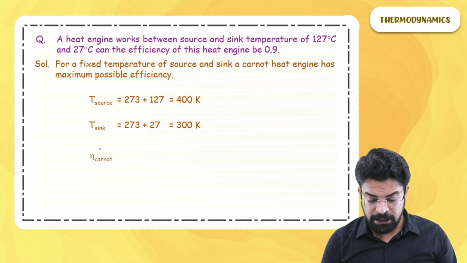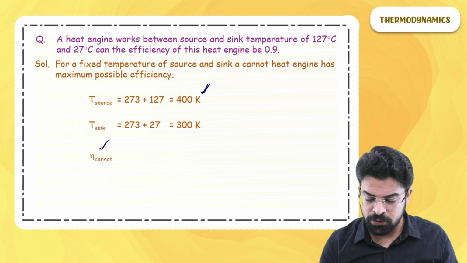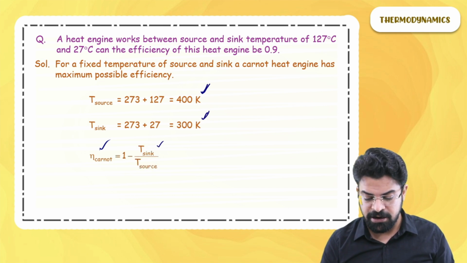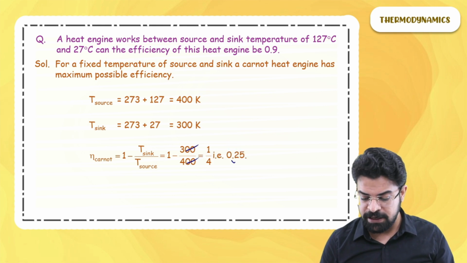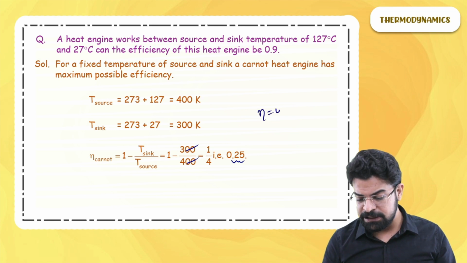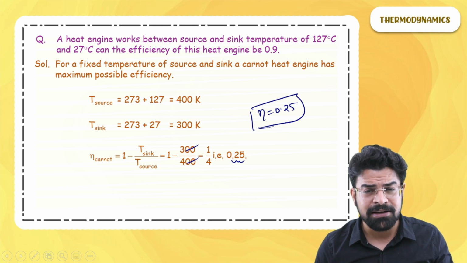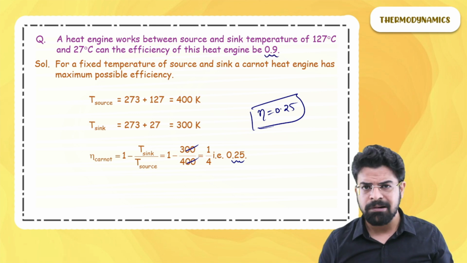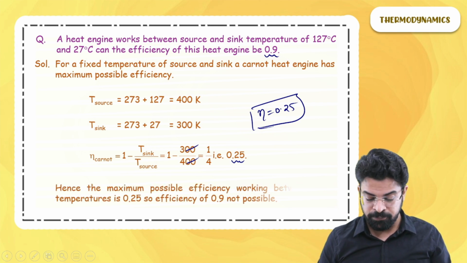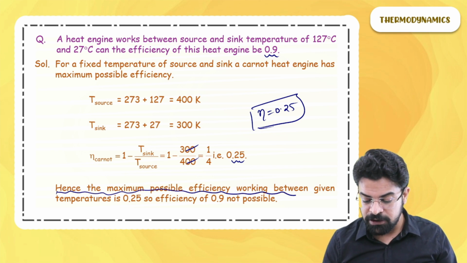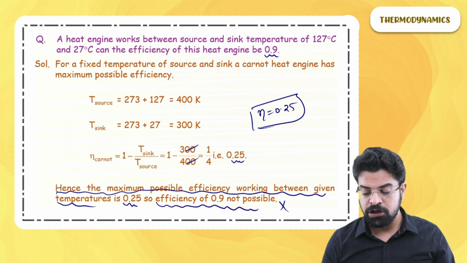So we can say the efficiency for a Carnot heat engine working between this particular source and sink temperature will be 1 minus 300 by 400. 300 by 400 is 3 by 4. So you get 1 minus 3 by 4, that is 0.25. If the efficiency is 0.25 for the Carnot heat engine, can any engine have efficiency more than it? Can any engine have efficiency of 0.9? Not possible. It is not possible to have efficiency more than that of the Carnot heat engine. Hence, the maximum possible efficiency working between the given temperatures is 0.25. So the efficiency of 0.9 is not possible.